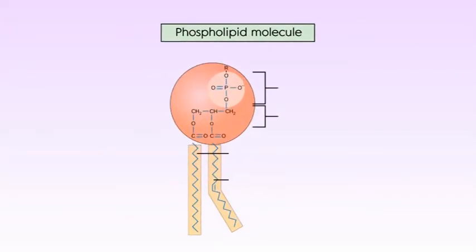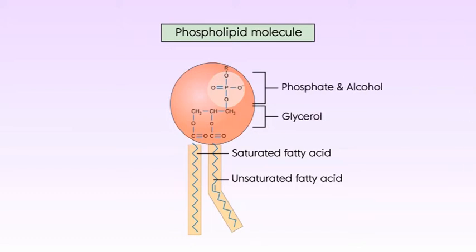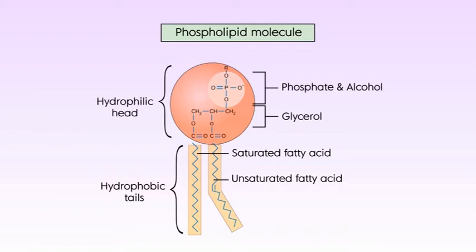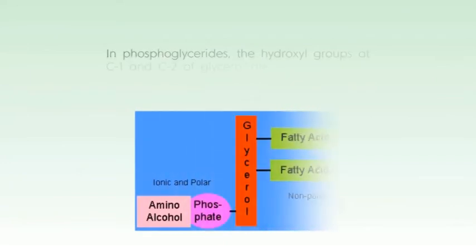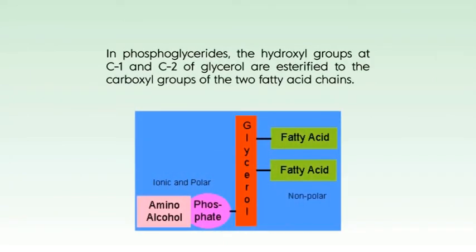A phospholipid molecule is constructed from 4 components: fatty acids, a platform to which the fatty acids are attached, a phosphate, and an alcohol attached to the phosphate. The fatty acid components provide a hydrophobic barrier, whereas the remainder of the molecule has hydrophilic properties to enable interaction with the environment. In phosphoglycerides, the hydroxyl groups at C1 and C2 of glycerol are esterified to the carboxyl groups of the 2 fatty acid chains.